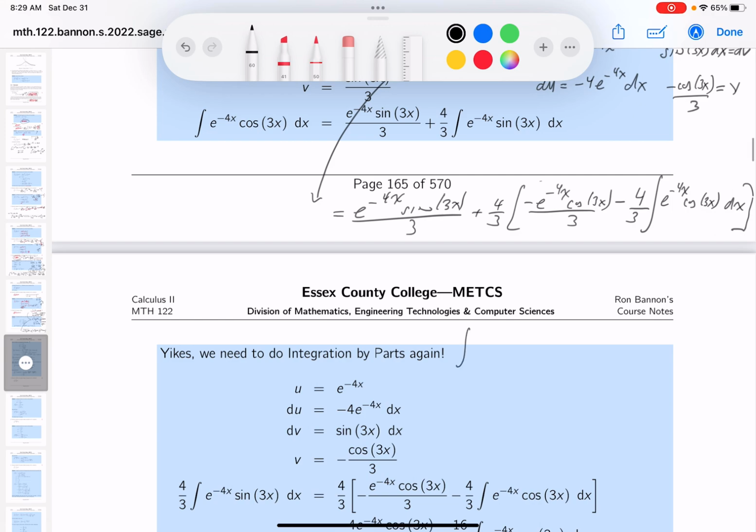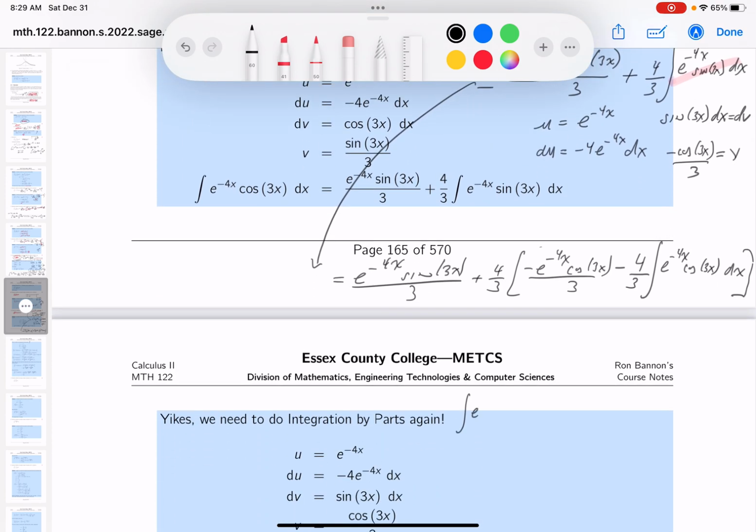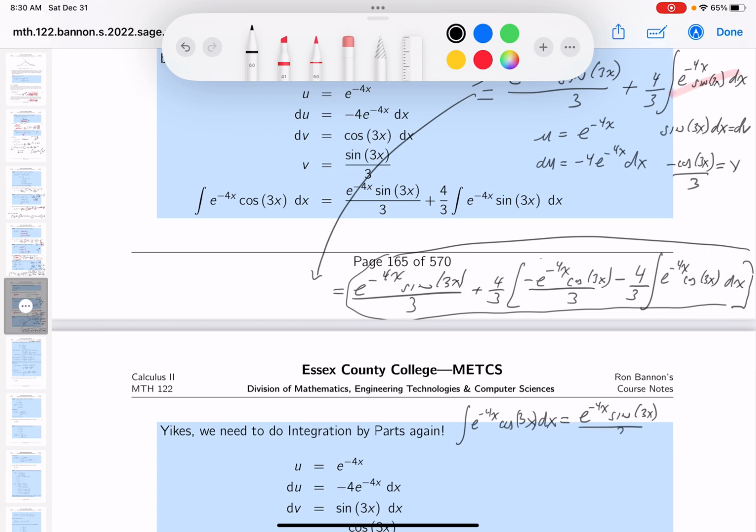So the original integration was e to the minus 4x cosine 3x dx. And then we came up with this over here. I gotta write it down, don't I? And what are you gonna get? e to the minus 4x sine 3x over 3 plus, well, not plus, it's minus, isn't it?